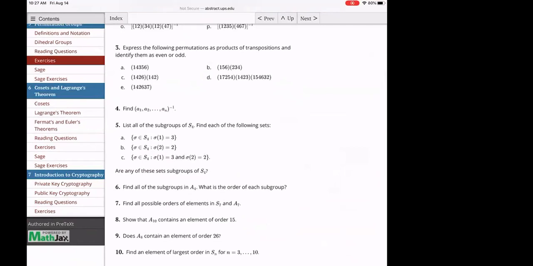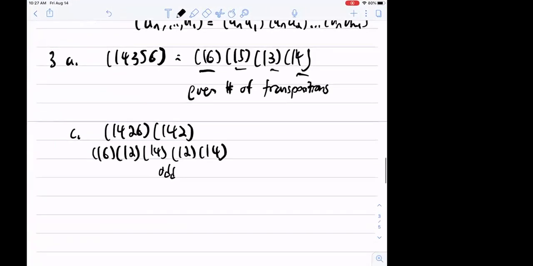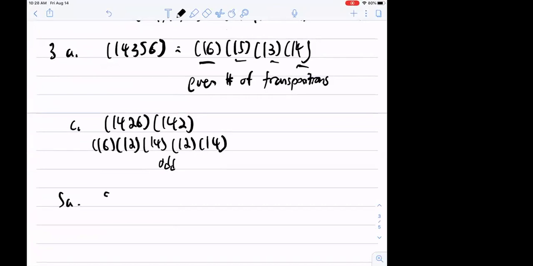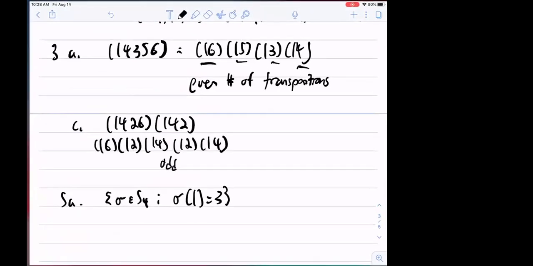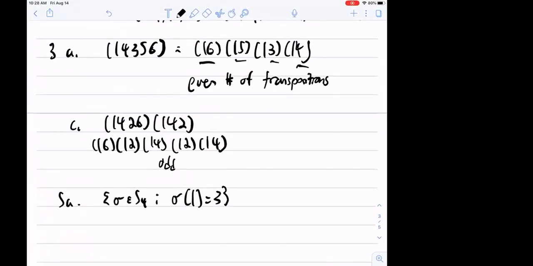So let's do 5A, right? Let's consider this set. So 5A. It's the set of sigma in S4 such that sigma of 1 is 3. So what are all the possible terms here? So I must send 1 to 3. This is clear. I must have 1, 3 in everything, right? So the question is, what are all the possible terms here?